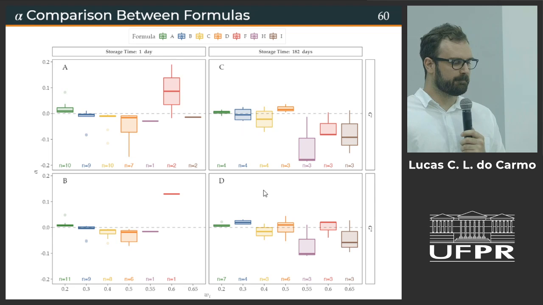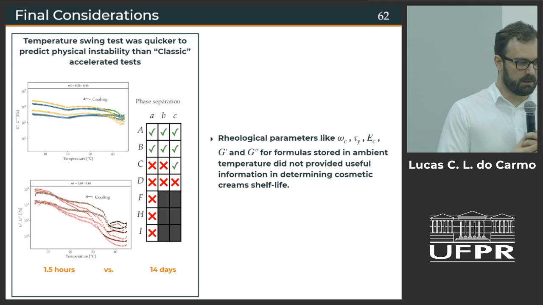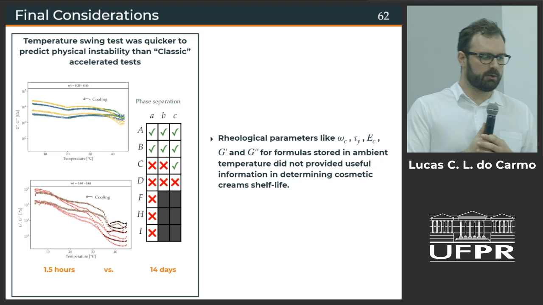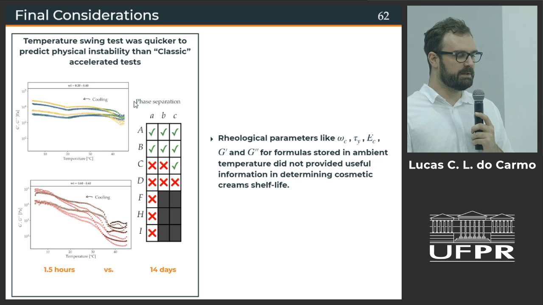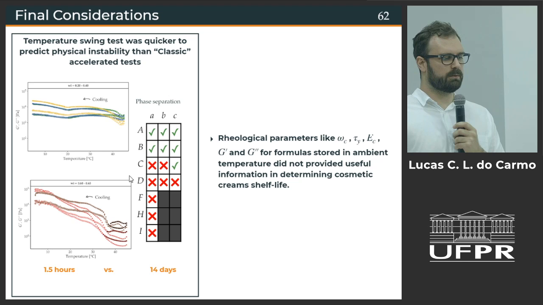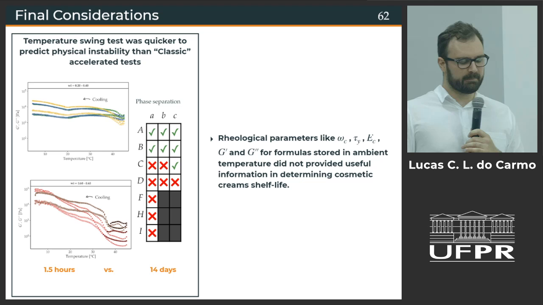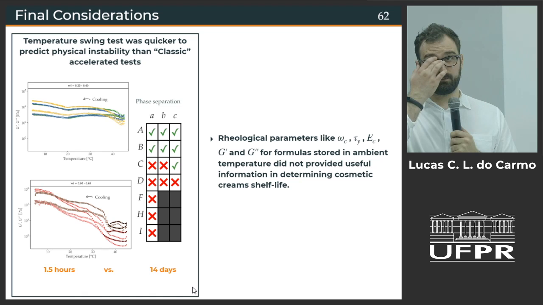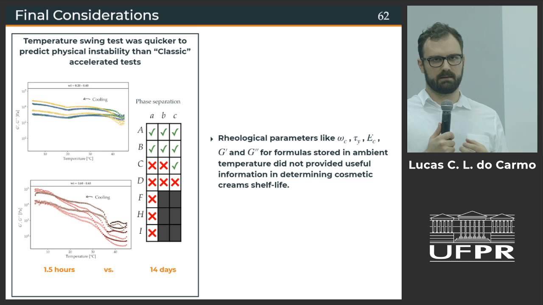So for the final considerations, I like to say that the temperature swing test was somewhat quicker to predict the physical instability than classic accelerated tests. So here on the left, we see that the profile of these curves is somewhat correlatable to the phase separation that was observed macroscopically and after centrifugation. And the difference between the methods is that one takes 1.5 hours and the other takes 14 days. So that should be a sign that maybe these tests can help us assess the stability of the formulations prematurely.